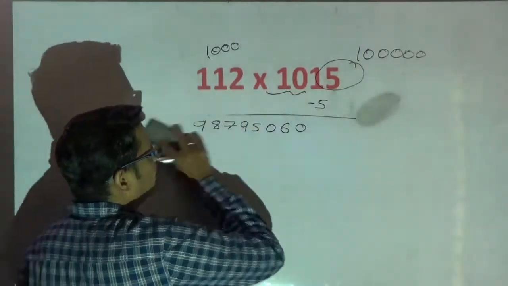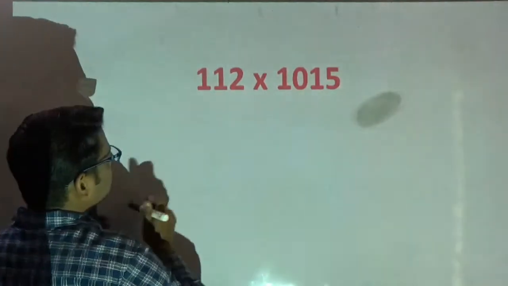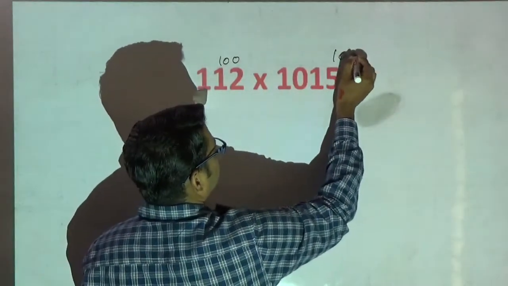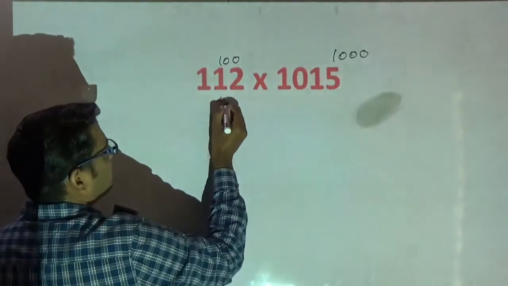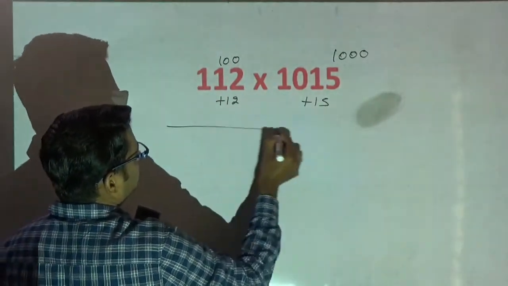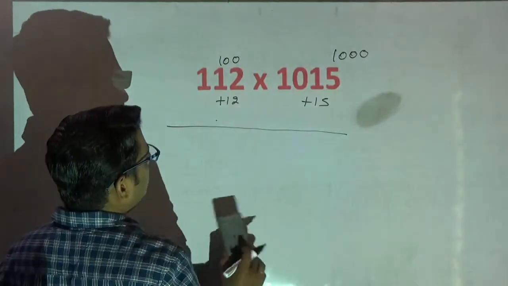Similarly, now I will take numbers above base. Here the base is 100, and here the base is 1000. This is above base by 12. This is above base by 15. Then what you need to do is cross addition. Before you add, please check.